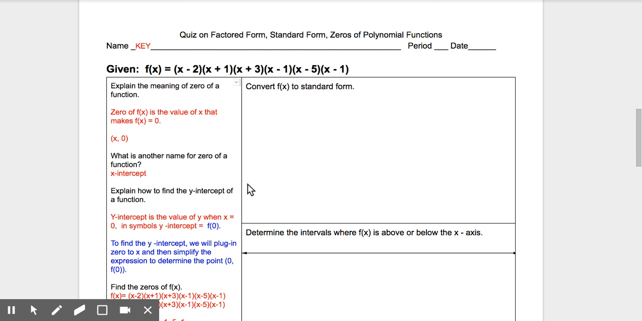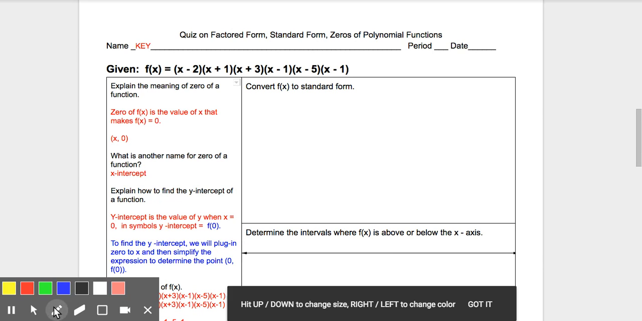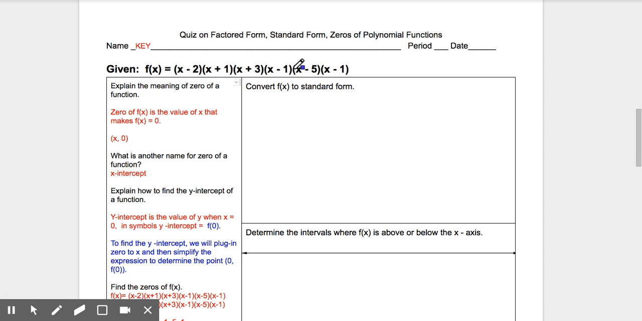Okay, so let's now answer the rest. Convert f of x to standard form. Notice that we have 6 factors, right? So we want to multiply all of these 6 factors to convert it to standard form. So one strategy is to take 2 factors and multiply them together. So I'm going to pair them up.